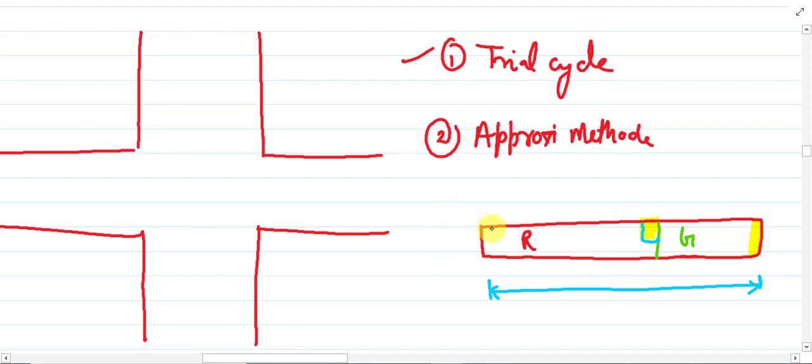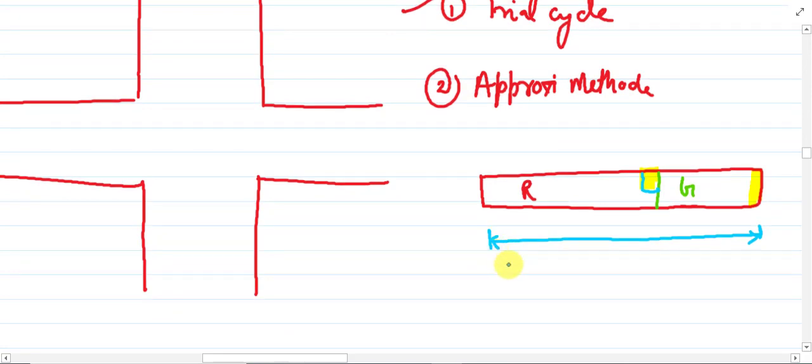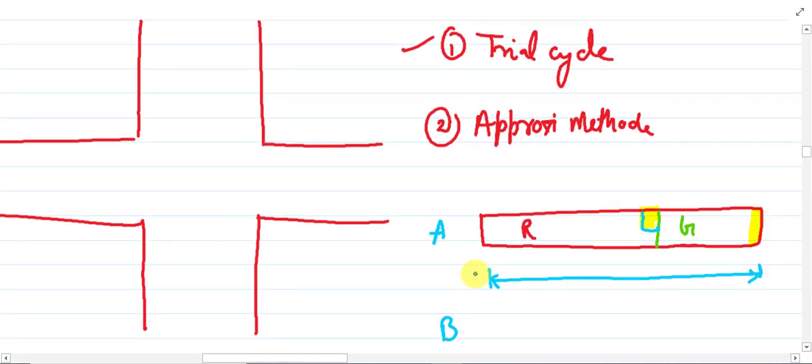So we assume this cycle length, and if this is for road A, we directly inverse this cycle diagram for road B. But in the first case, which is your trial cycle, we don't consider any pedestrian behavior, any pedestrian movement over the signal. Then we move to the approximation method.